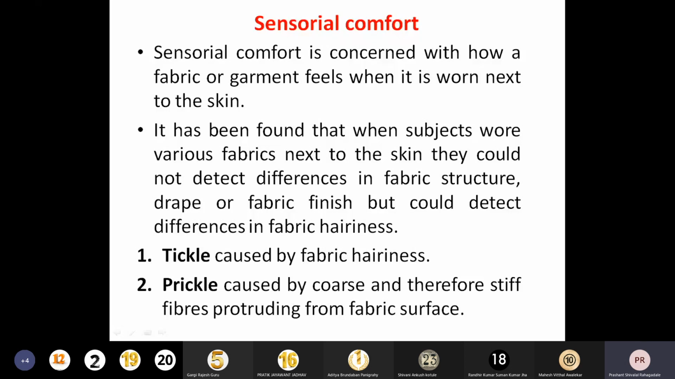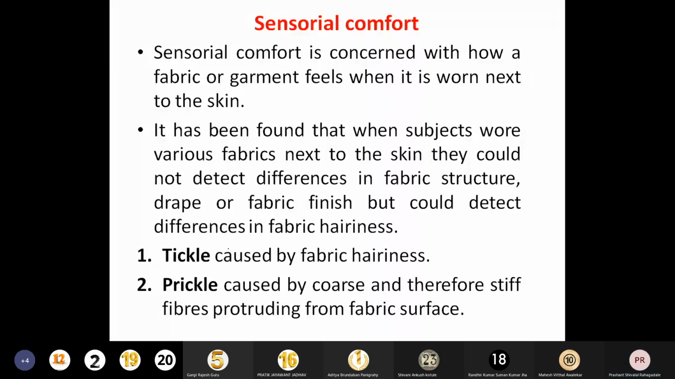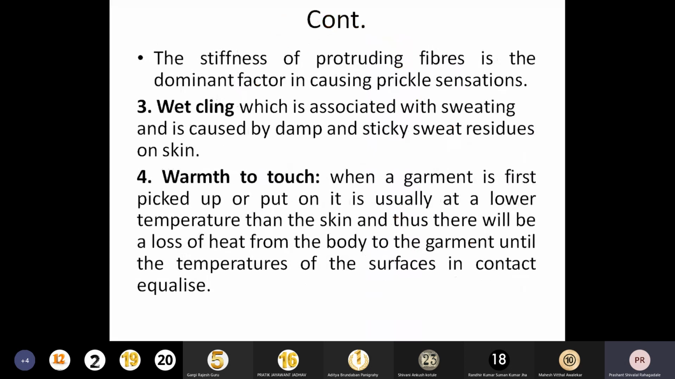Now another, so these two things, that is prickle and prickle. Another thing is wet cling and fourth is warmth to touch. So the factors जो हम बात कर रहे हैं, which factors? The factors which are contributing to the sensorial comfort. They are this prickle, then this prickle, then the next one is wet cling. Now this wet cling is associated with sweating.